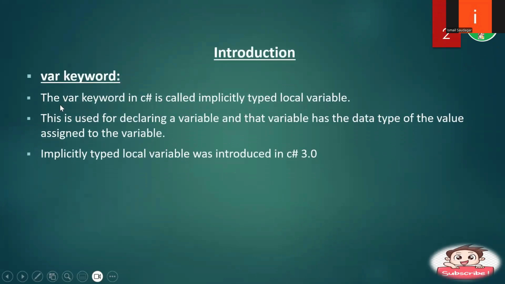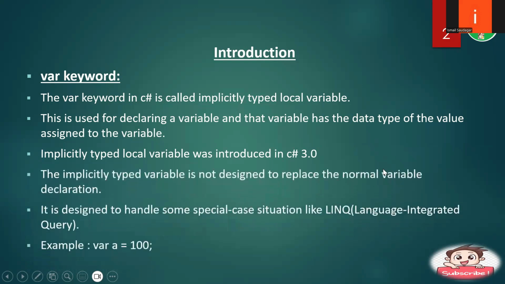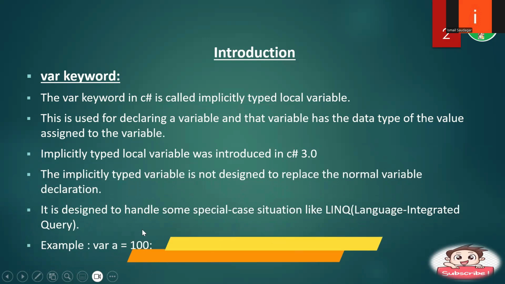Var keyword. The var keyword in C Sharp is called an implicitly typed local variable. This is used for declaring a variable, and that variable has the data type of the value assigned to the variable. Implicitly typed local variable was introduced in C Sharp 3.0. The implicitly typed variable is not designed to replace the normal variable declaration. It is designed to handle some special case situations like LINQ, language integrated query.